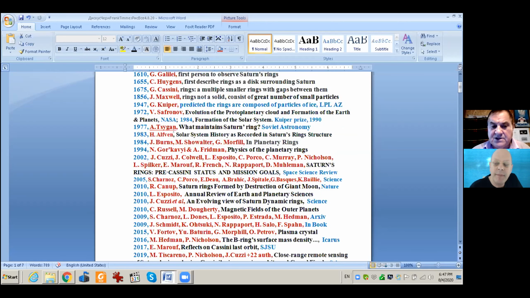And the gravitational theory at the beginning, I can say, was made by one of the famous physicists of Russia, who used to work at the Ioffe Institute. In 1977, Tsytovich was talking about gravitation and the quadrupole moment, which maintains Saturn's rings. Then, as we remember, there was a Nobel Prize winner in physics, Alfvén. He was inspired by the Saturn system, and he always was talking about the solar system. History is recorded in Saturn's ring structure, and he made a lot of conclusions and a lot of physics about it.